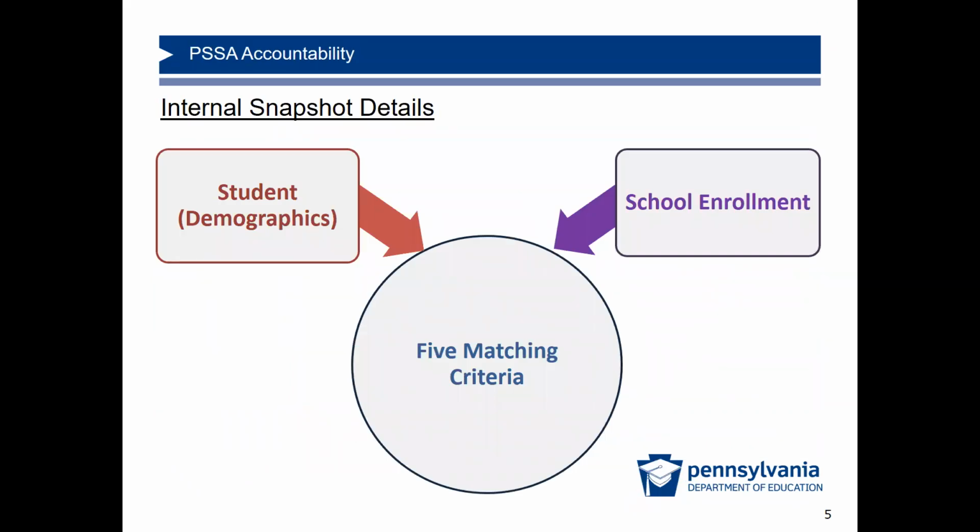The internal snapshot begins with the student, represented here by the blue circle, which includes the student's 5 matching criteria. The components that make up the student data are the student demographics and school enrollment, as reported in PIMS by the PIMS administrator.